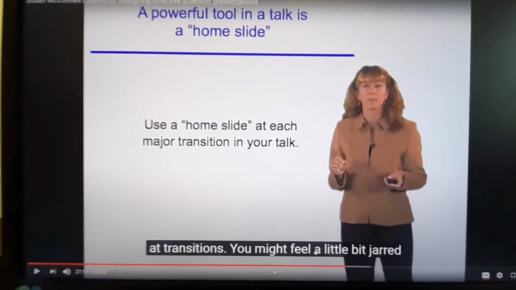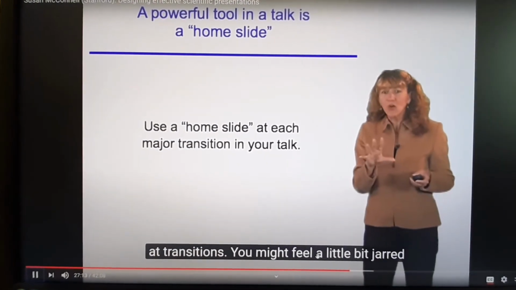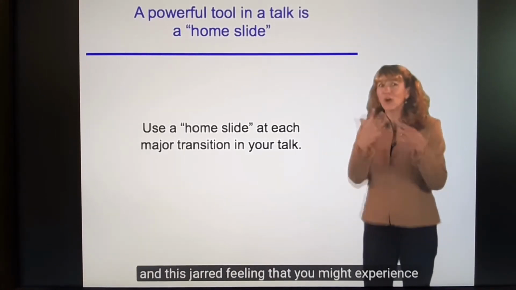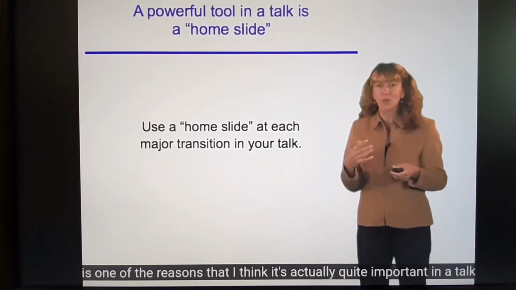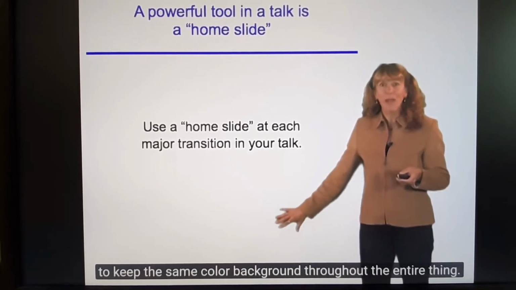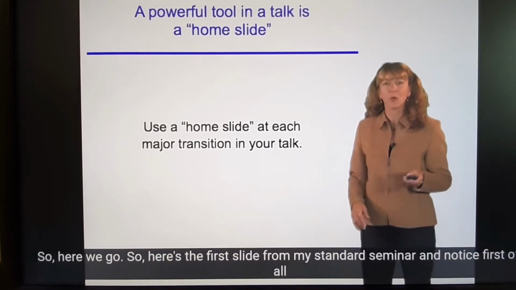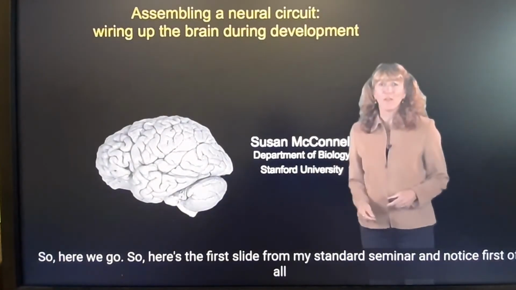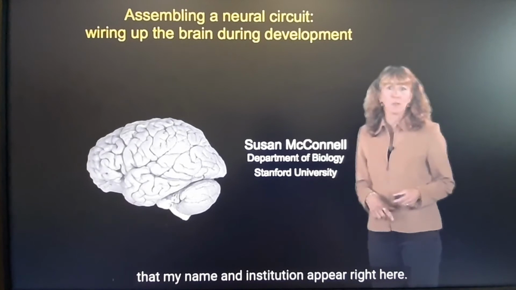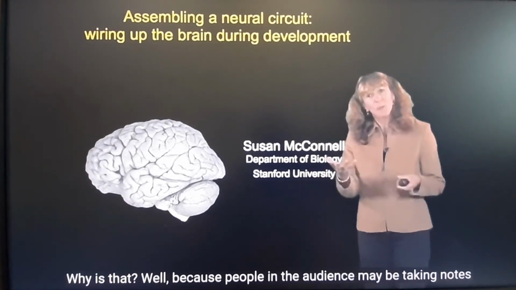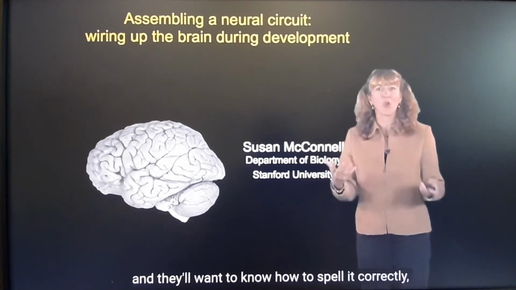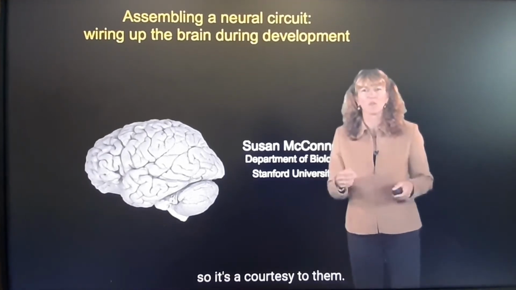Have a look here. You might feel a little bit jarred because now the background of the slide is going to change from white to black, and this jarred feeling that you might experience is one of the reasons that I think it's actually quite important in a talk to keep the same color background throughout the entire thing. So here we go. So here's the first slide from my standard seminar, and notice first of all that my name and institution appear right here. Why is that? Well, because people in the audience may be taking notes and they might want to write down your name and they'll want to know how to spell it correctly. So it's a courtesy to them.